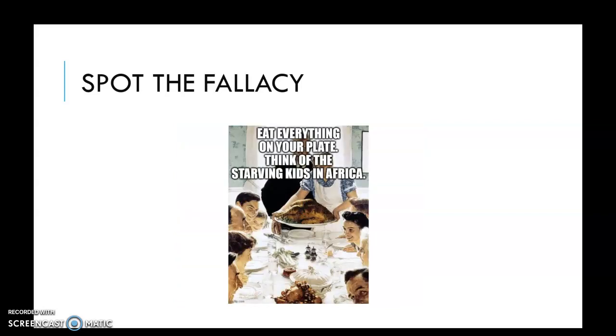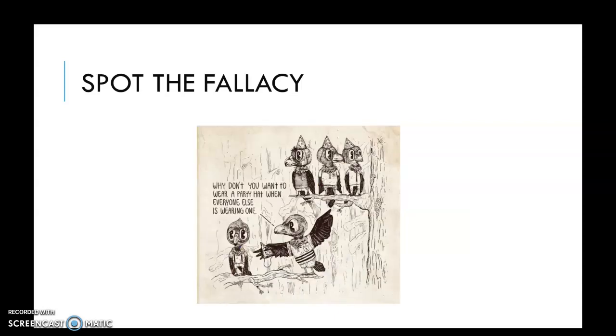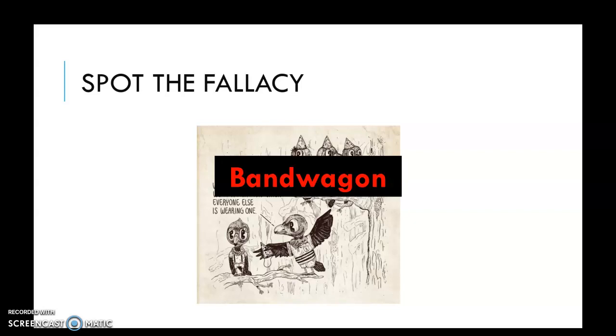Okay, spot this fallacy. "Eat everything on your plate. Think of the starving kids in Africa." Oh, this is a couple. It's a red herring fallacy because it tries to distract you with an unrelated point. But it's also an appeal to emotion because it tries to manipulate the argument through emotional appeals. Okay, here's one. Spot the fallacy. "Why don't you wear a party hat? Everyone else is wearing one." Okay, that's bandwagon because popular actions are not always good.